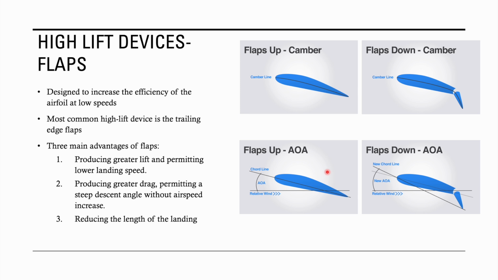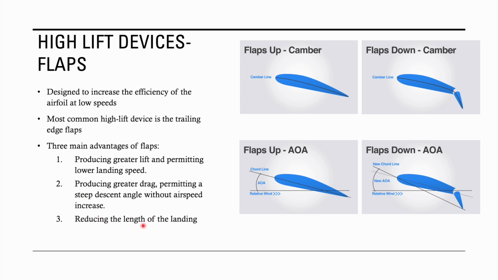So flaps will increase your lift. They also increase drag. And so that leads to these three advantages right here. So you're able to land at a lower airspeed, which is going to lead to a shorter ground roll, overall safer landing. You could descend at a steeper angle without increasing your airspeed. So if you were to just pitch the airplane down without adding flaps, the airspeed would start to increase and it would make it difficult to land within a safe distance.